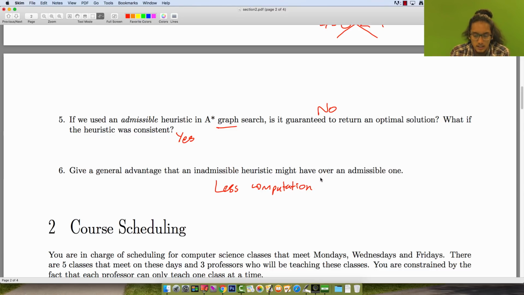And less computation means that your algorithm might have a smaller runtime. And so maybe if you're dealing with the kind of problem where you care less about optimality and more about how fast you want to get some solution which is reasonably good, you might use a heuristic which is inadmissible.